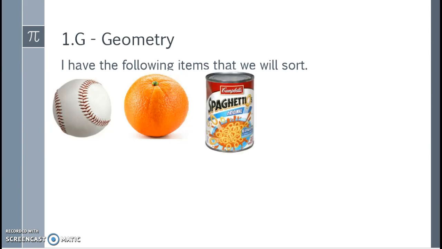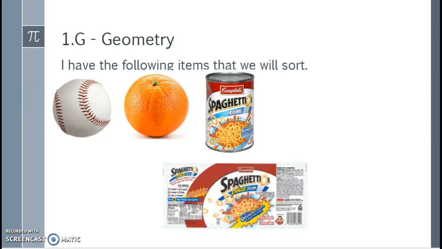This food can here is a cylinder because it has circles on the top and the bottom. If I were to peel the label off and flatten it, the label is a rectangle. The toilet paper roll is also a cylinder since it has a circle on the top and the bottom. However, it is made of paper, and not all cylinders are made of paper.